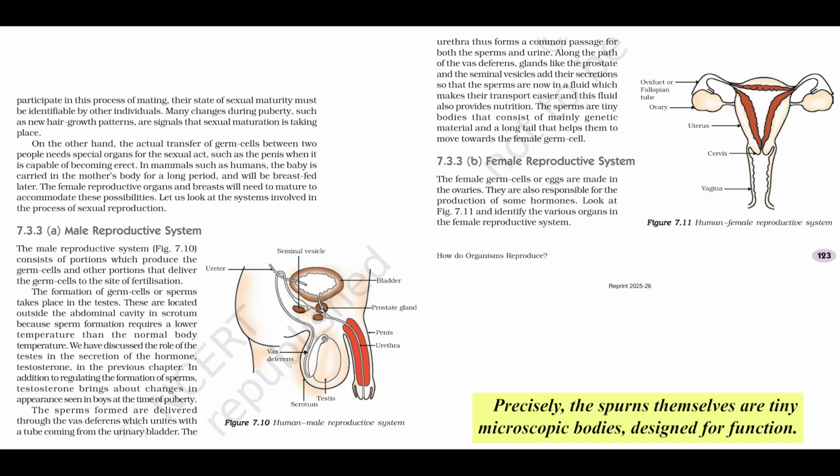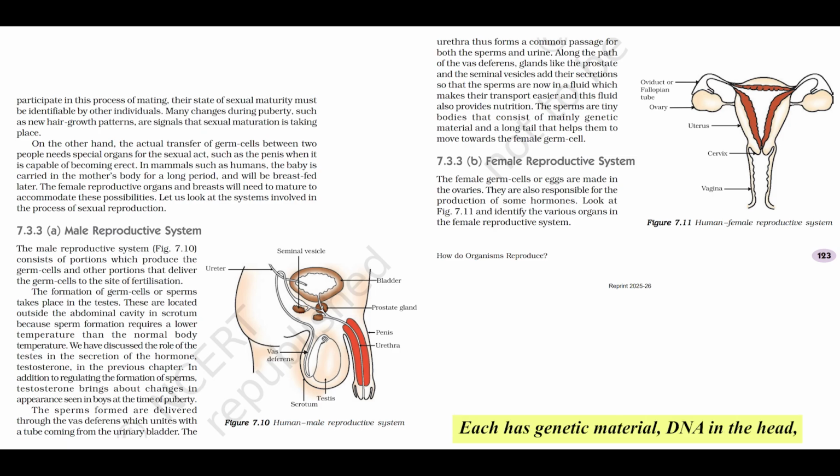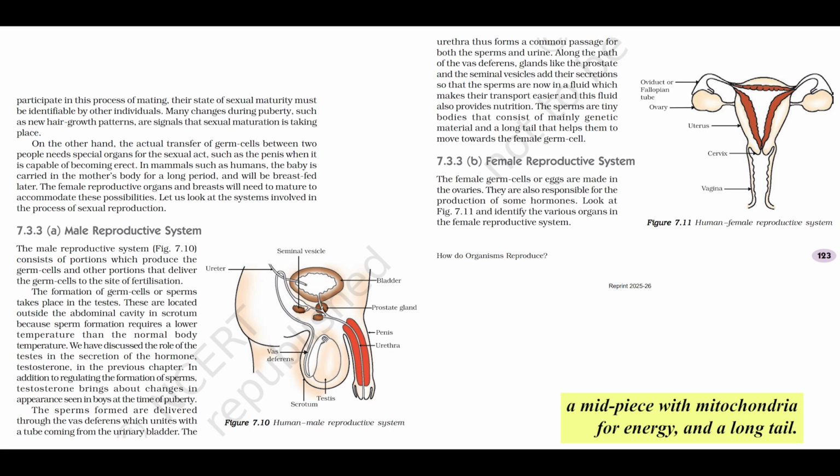Precisely. The sperms themselves are tiny microscopic bodies designed for function. Each has genetic material, DNA, in the head, a midpiece with mitochondria for energy, and a long tail. The tail is crucial for motility, enabling the sperm to swim actively towards the female egg.